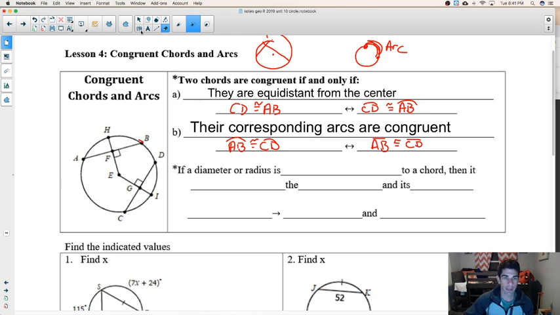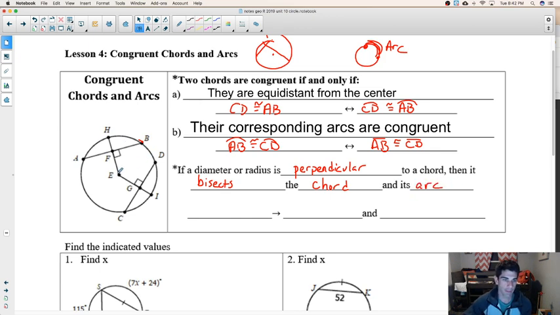Looking at the diameter here. If a diameter or a radius, and in this picture it's a radius, radius EH, and then you have radius EI here, is perpendicular to a chord, then it bisects the chord and its arc.